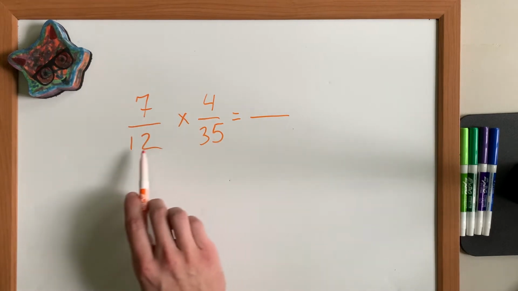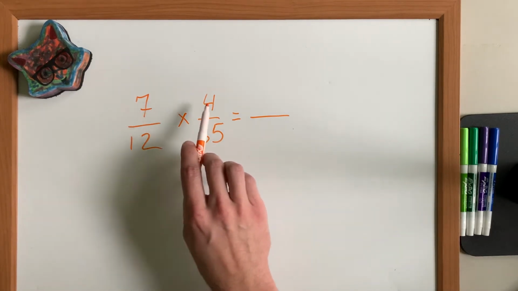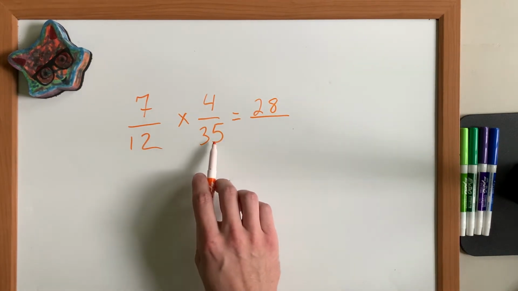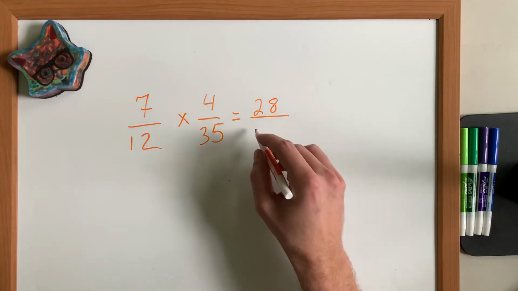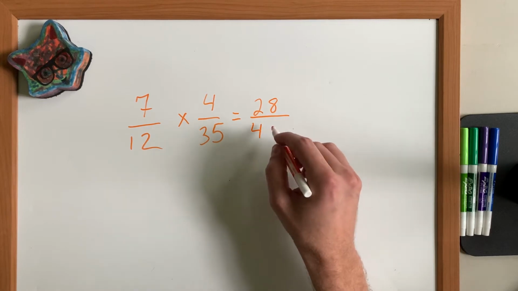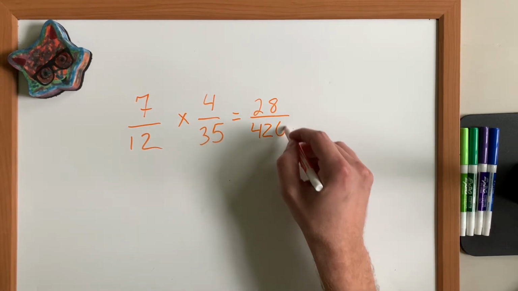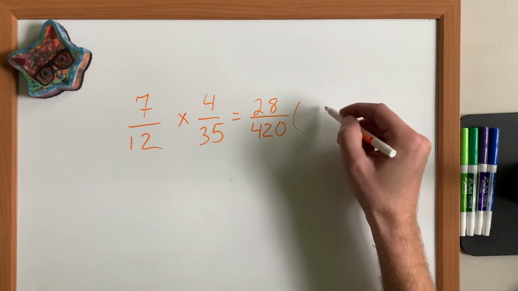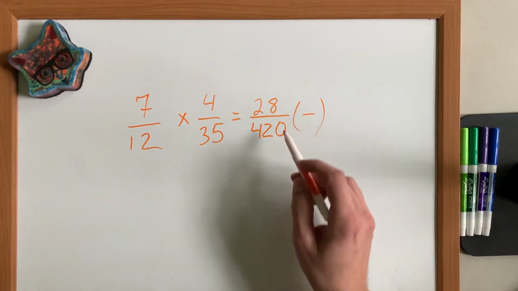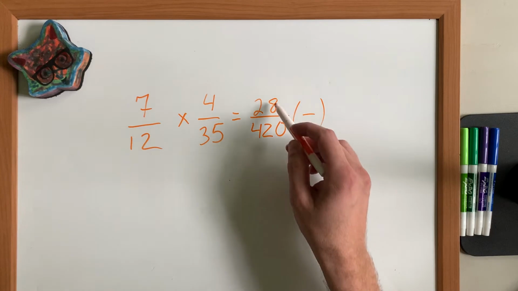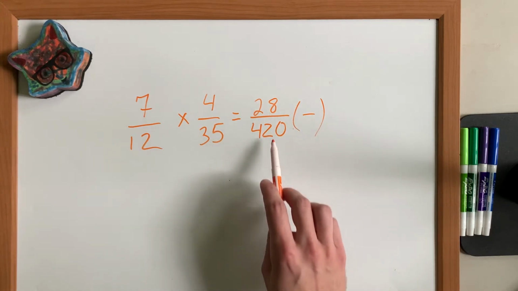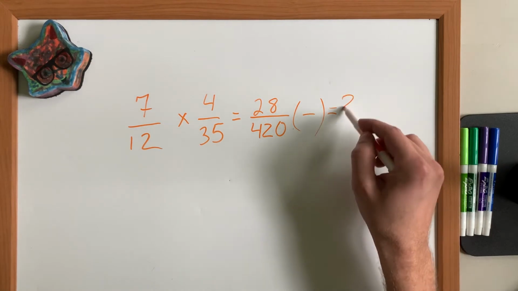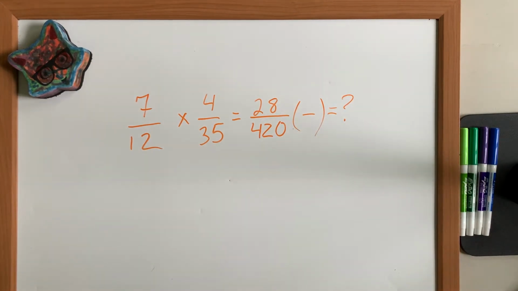If I multiply this out, I'm going to get 7 times 4 is 28, and 12 times 35, might have to use a calculator or do it old school by hand, but you're going to get 420. Then, if we were going to reduce this, we would need to either find the greatest common factor right away or keep dividing by smaller factors, and that's going to take some time, right? We're going to spend a little bit of time working on that.